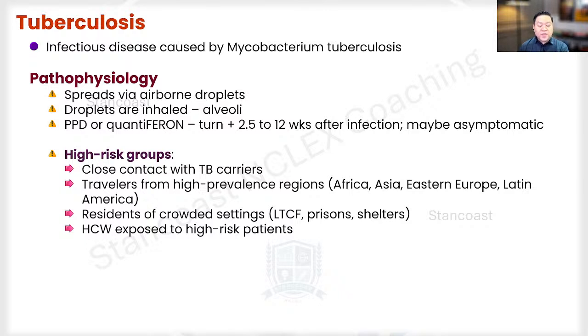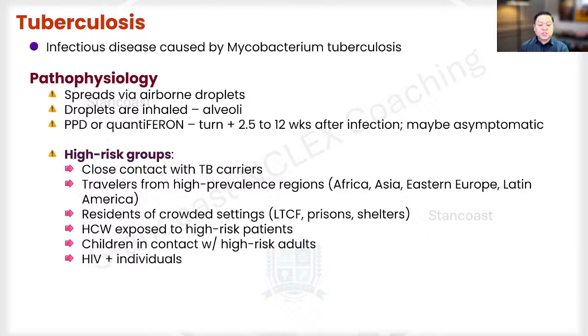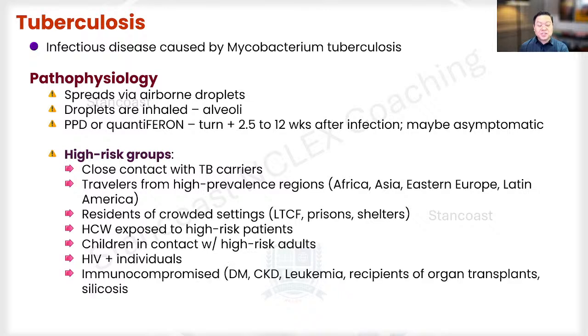So with that at-risk population, we are talking about those people who have HIV, those infected with TB in the last 2 years, children under 4 years old, and individuals who are immunocompromised. So we have patients with silicosis, diabetes mellitus, chronic kidney disease, maybe leukemia, or some lymphoma.